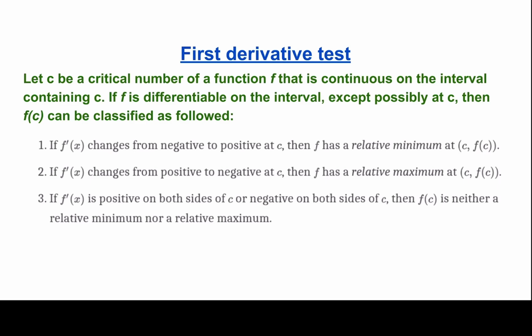But sometimes we will see situations where the sign won't change at the critical value. So it will be positive, flatten out at 0, and then go positive again, or negative, and then negative again after hitting that critical number. And if that's the case, then it's neither a relative minimum nor a relative maximum. Visually, let's take a look.